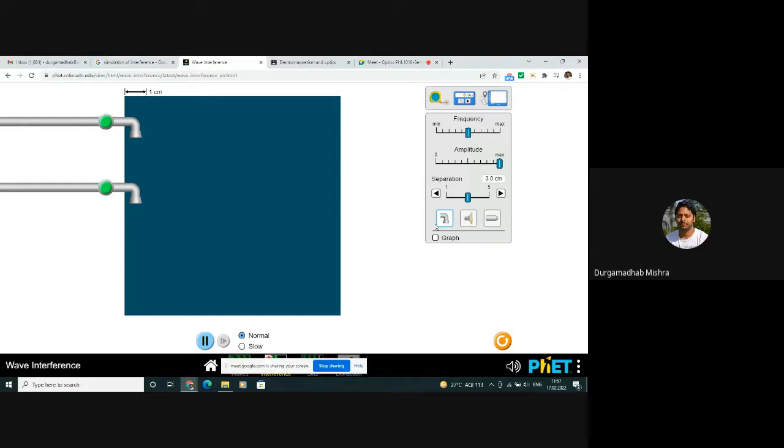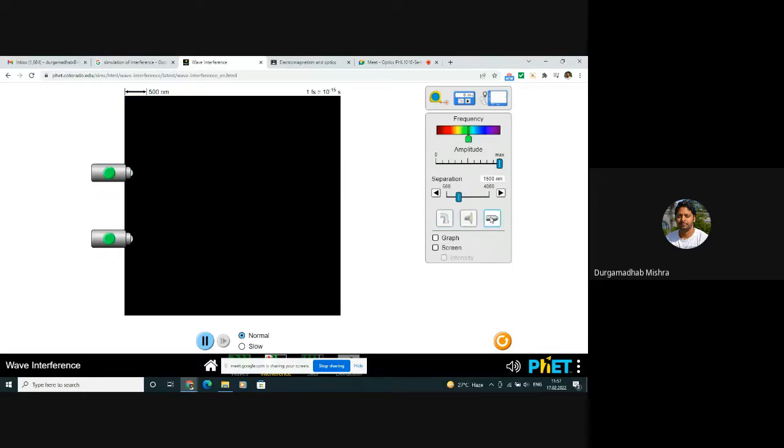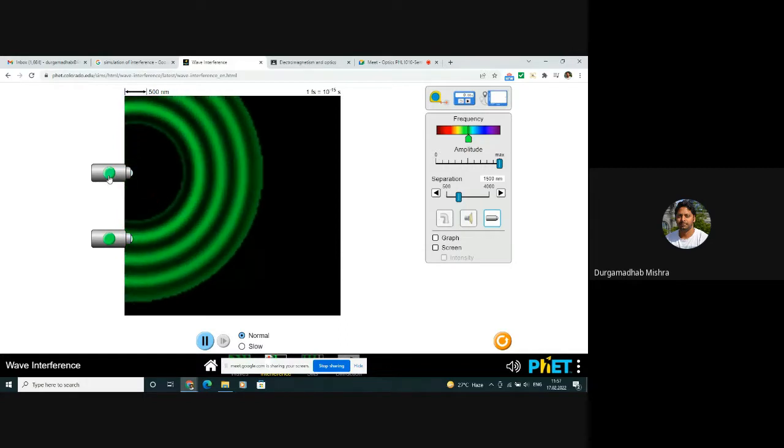So now on the right hand panel, what you see at the bottom where my mouse is, you can choose water, sound, or light. Now to get a light, you can switch on here. So you can generate the light wave. If you click again here, it will stop.